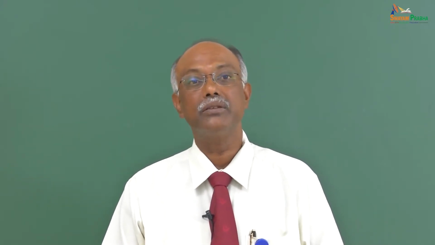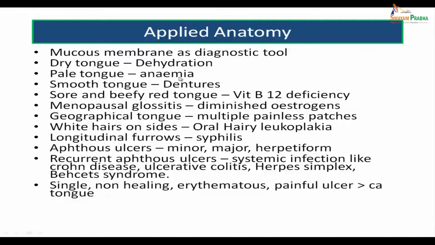A dry tongue indicates dehydration. A pale tongue indicates anemia, that is, lack of hemoglobin. A smooth tongue is usually seen due to dentures.